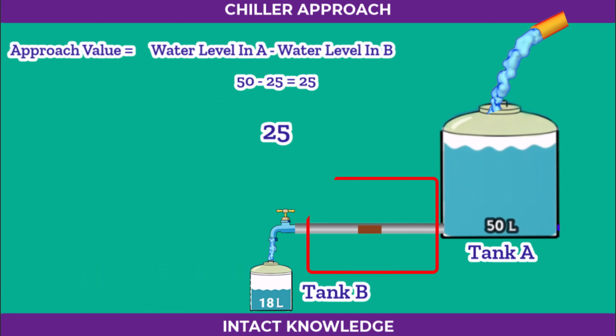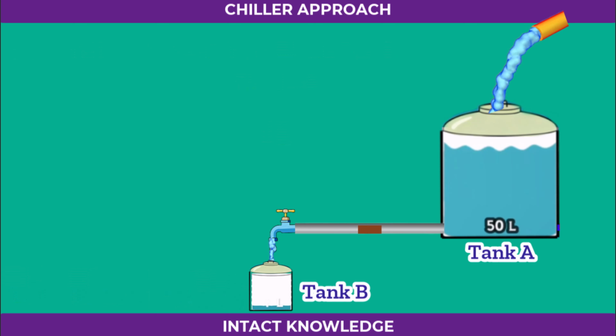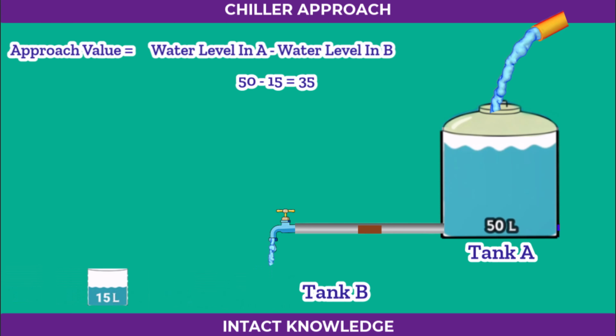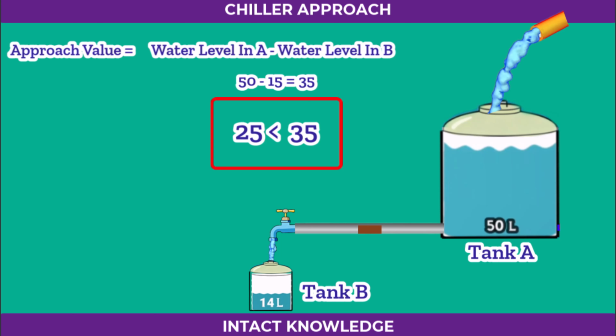But if there's a blockage in the line and water flow becomes restricted, then instead of 25 liters in 10 seconds, tank B may only get 15 liters. Let's calculate its approach value again. Tank A has 50 liters, and tank B has 15 liters. That's a difference of 35 liters. So when the approach value increases beyond the normal range, it indicates that there's some kind of problem in the system. This same logic applies to calculating the chiller's approach value.